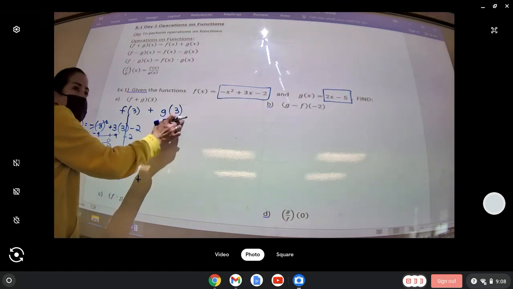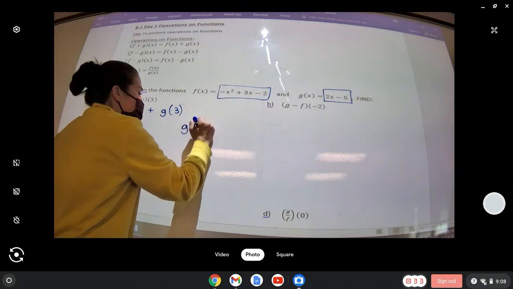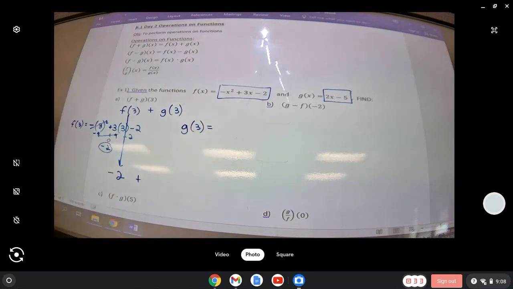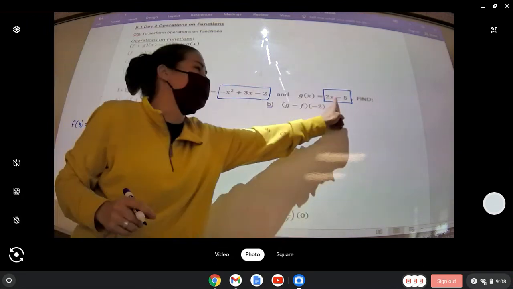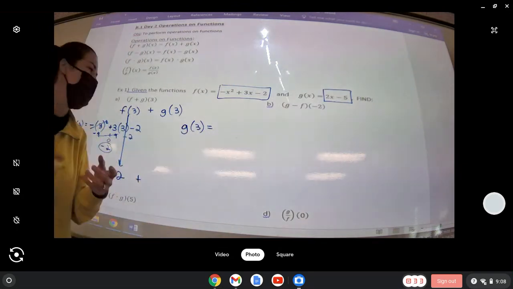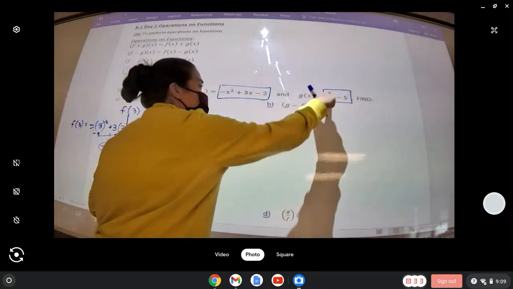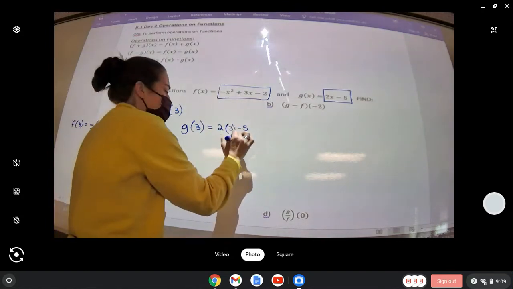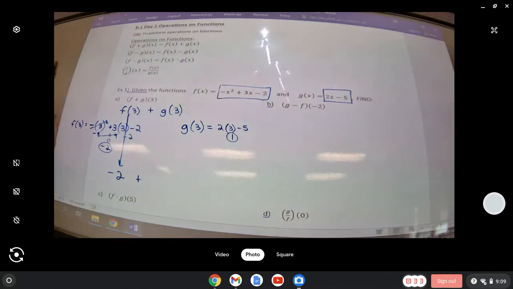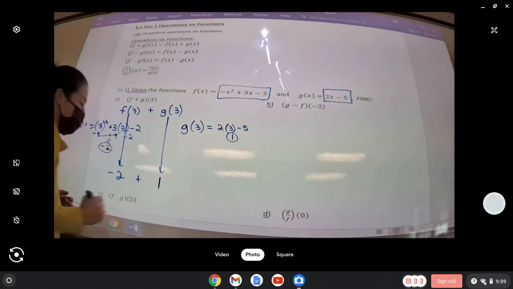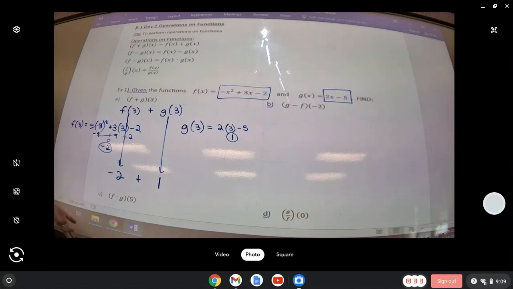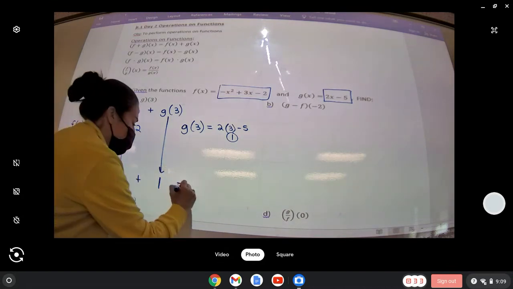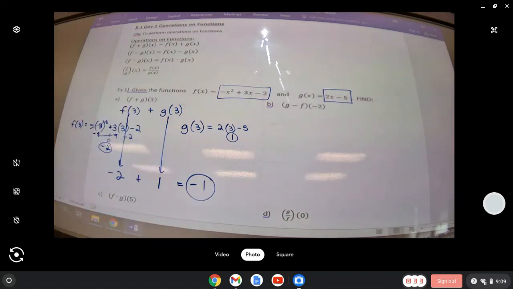So now we got to figure out what g of 3 is. So let's go off to the side and let's plug 3 into function g. Now g is a much simpler function, so it should be easier to plug into. So it's going to be 2 times 3 and then minus 5. 6 minus 5, guys, that's 1. So when you plug 3 into function g, it's going to spit out a 1. So now g of 3 is 1. So at the end of the day, you have to add these 2 numbers together. What's negative 2 plus 1? Negative 1. And that's your final answer.